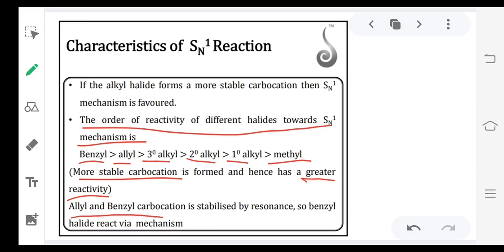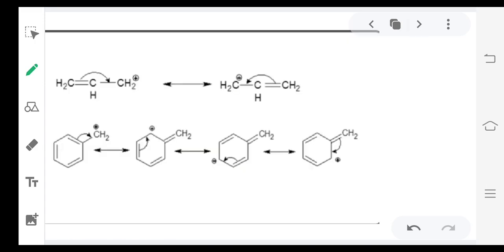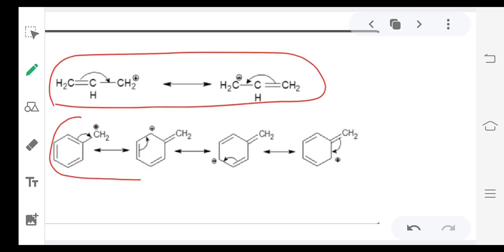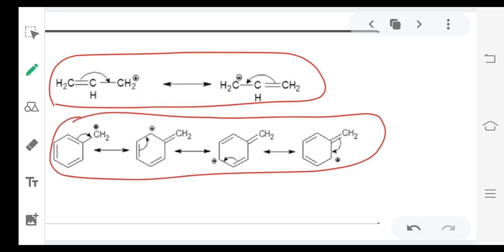Allyl and benzyl carbocations are stabilized by resonance. So benzyl halide reacts via a mechanism like this. See, this is an allyl halide and a benzyl halide. Related carbocations are stabilized by resonance. That's why these are more reactive compared to normal alkyl halides.